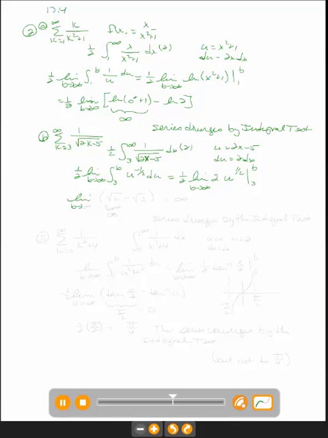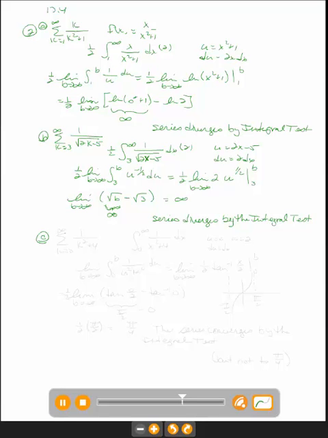So now I'm taking the limit as b goes to infinity of the square root of b minus the square root of 3. The square root of b part, that's going to go to infinity. So it makes no difference that I'm subtracting a square root of 3. So this is going to be infinity, so the series diverges by the integral test. And is it, yes, there's a part C.